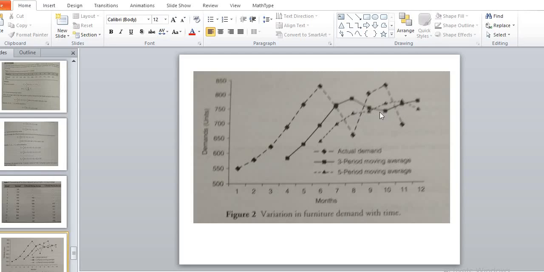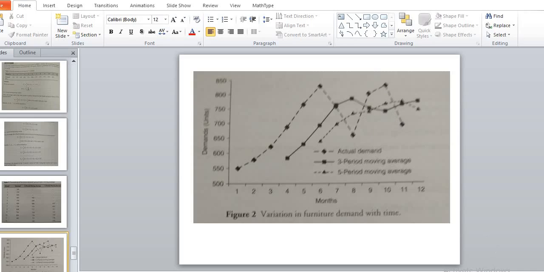By this larger point method, sharp variations are not shown. But as we reduce the number of points, those sharp variations will be shown by the 3-point method. In the 5-point method, those variations are not given. So this is the 3-point method and the 5-point method. We compare the 3-point method and 5-point method here with the actual demand curve.